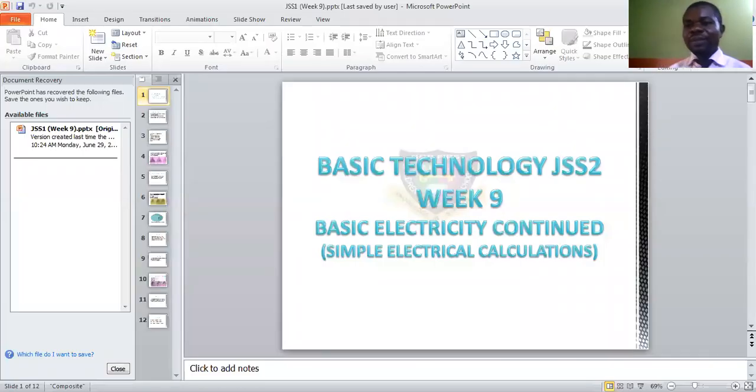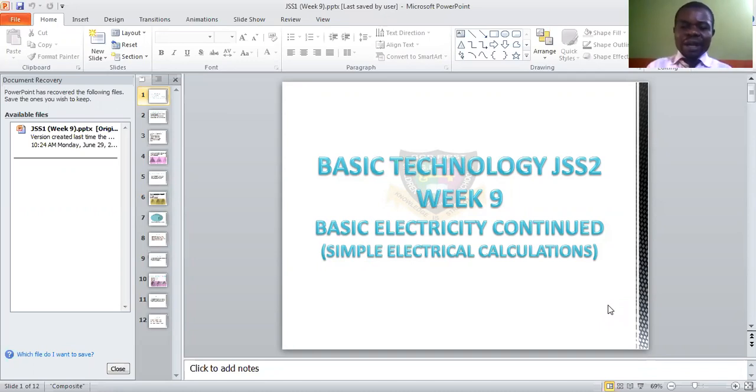Today we want to build on where we stopped, talking about the basic electricity. We want to continue from there. Today we are looking at simple calculations, just like you do in mathematics. Even in this electricity, we have some calculations we want to look at. The voltage V, the current I, and the resistor or resistance R, they have a relationship, just like you have the father, the mother, and the child. They are related in the house. They have a relationship.